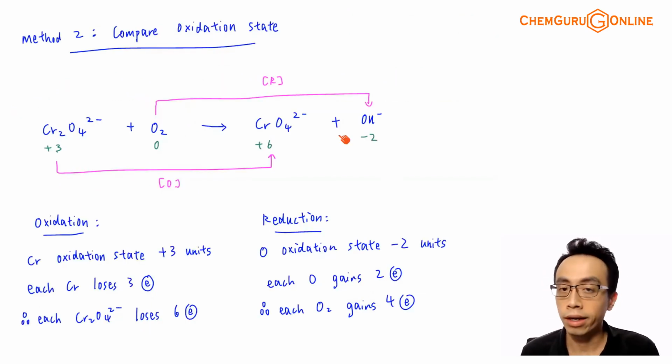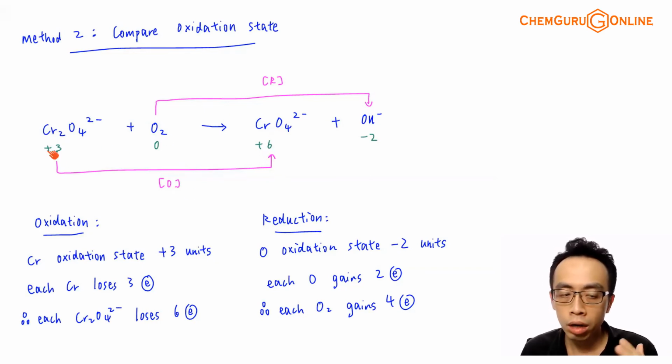As mentioned previously, there's another method for us to determine the mole ratio between chromite ion and O2. The other method is by comparing oxidation state. So let us just briefly run through this idea. If I consider the reactants and the product, I know that the reactant is CrO4 2- and the product is CrO4 -.